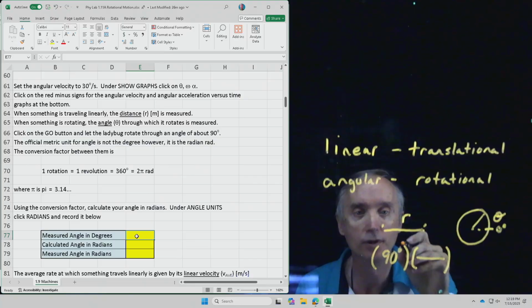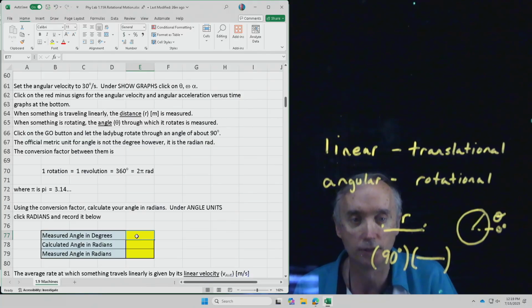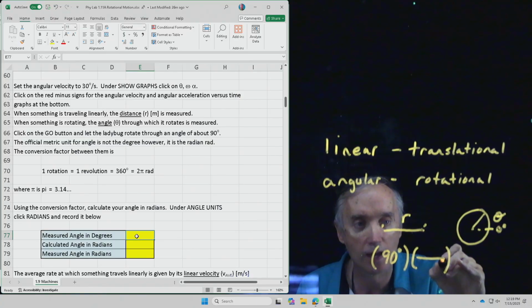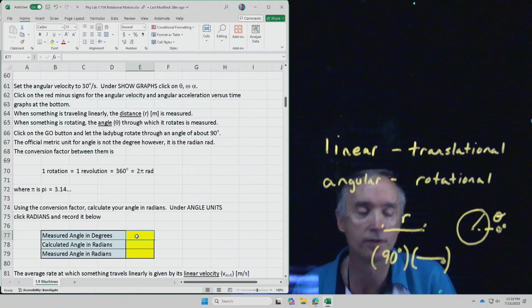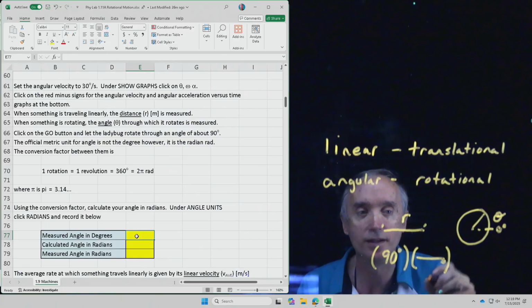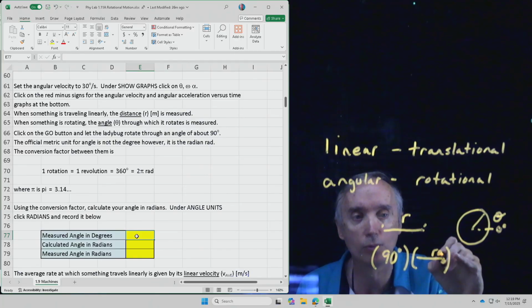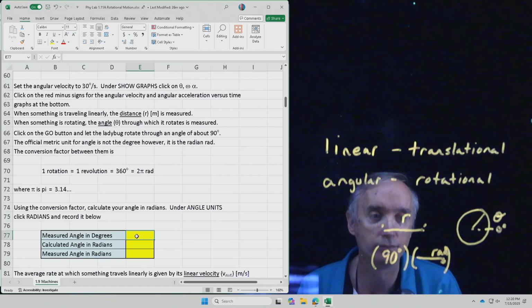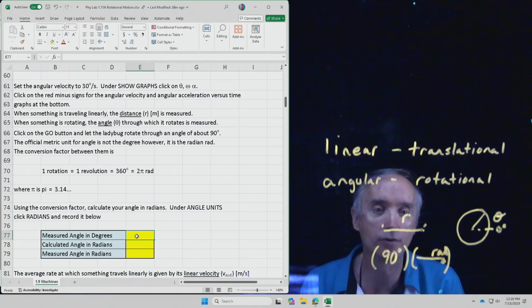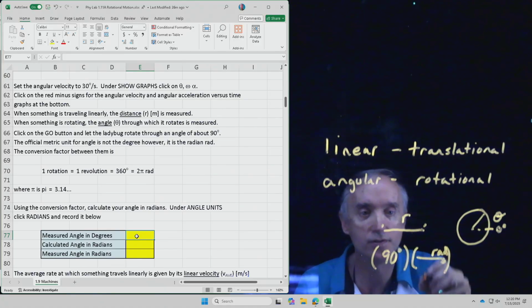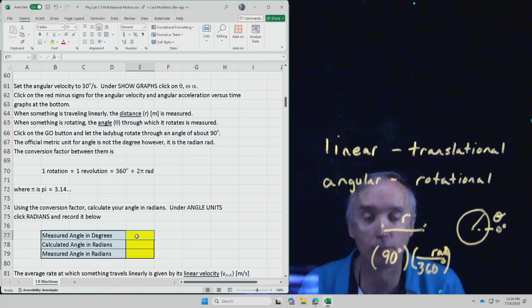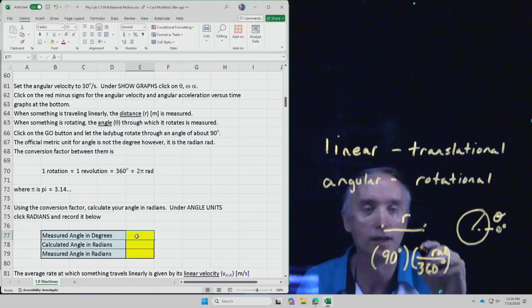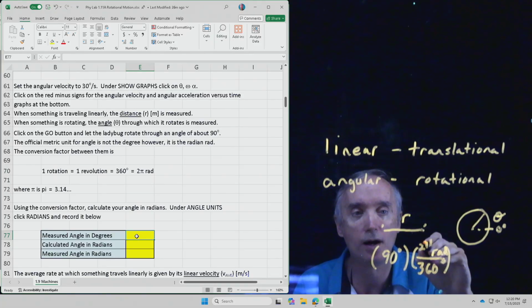Now we're trying to get rid of the word degree. So that means the word degree has to go in the bottom of the fraction. So the one on the bottom is going to cancel the one on the top. Okay, now we're trying to get to radians, so we're going to put the word radian on the top. Okay, now we go to our conversion factor. Look at the number that is next to the word degree, and you see that it is 360. And then look at the number that is next to the word radian, and that is 2 pi.